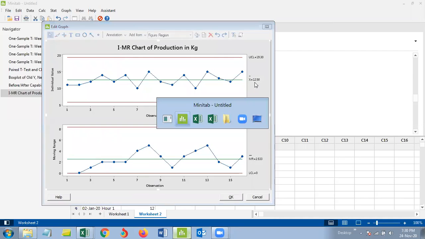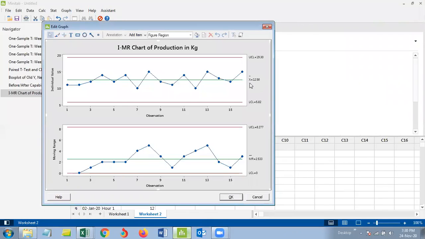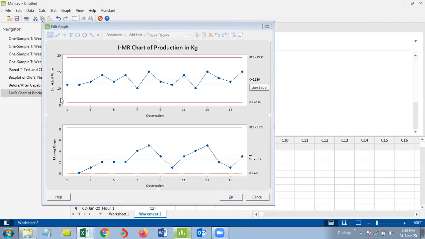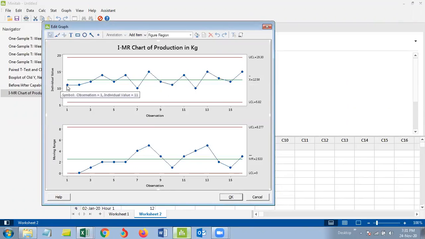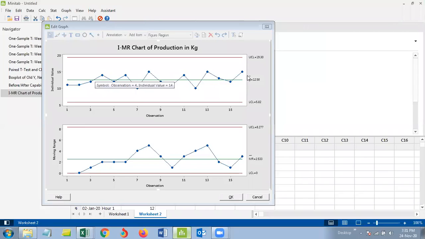Let me go back to the Excel sheet and give you the values here. If I take the average of all the data that I collected, it's 12.5625. 12.5625 is the average. Let's look at this average, X bar, 12.56. The green line that we're seeing here is the average of the data I have collected. Look at the first value: individual value 11. Second, individual value 11. Third, 12. And then 14. So 11, 11, 12, 14. What it is doing is finding the average and plotting the data around that average. That's what it's doing.